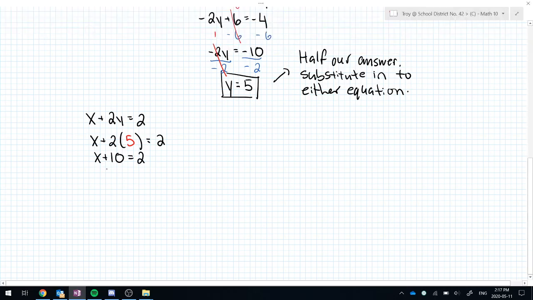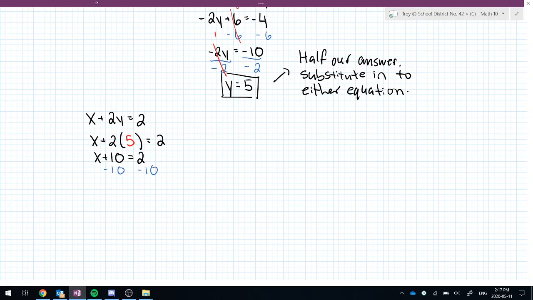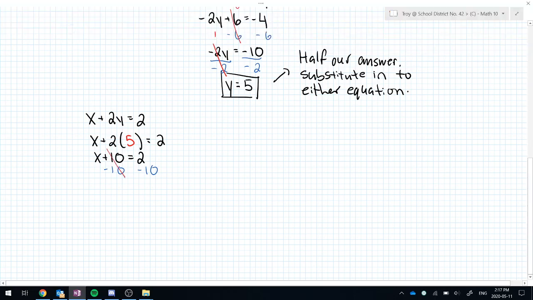And we want to get that x by itself. So we have x plus 10. If we want to get that by itself, of course, we want to use the opposite, which is subtracting 10. Doing so cancels that out, and we're left with the second half of our answer, which is x is equal to negative 8, because 2 minus 10, of course, is negative 8.